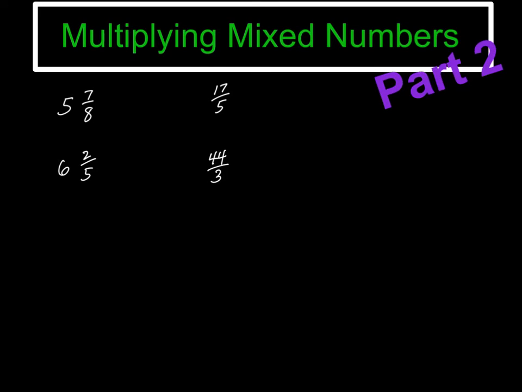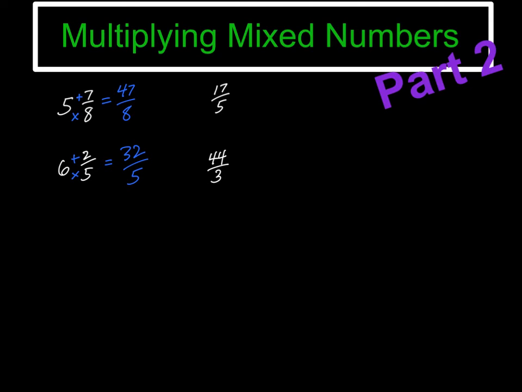Alright, so we have 5 and 7/8, and the way we do that is we multiply the whole number by the denominator, we add the top, so we get 40 plus 7 is 47/8. And for our next one, 6 times 5 is 30, plus 2 is 32. So we get 32/5.